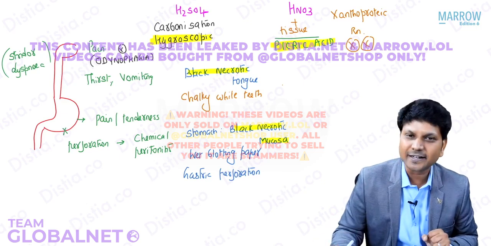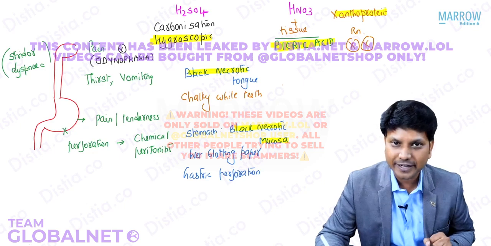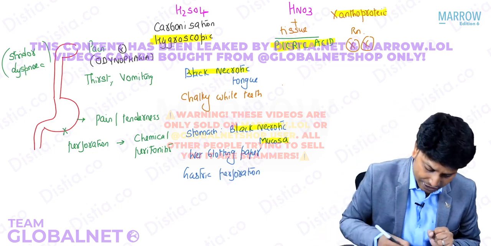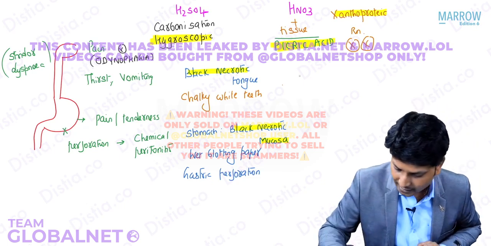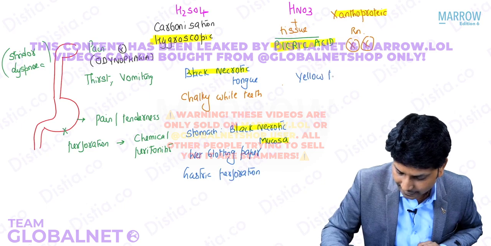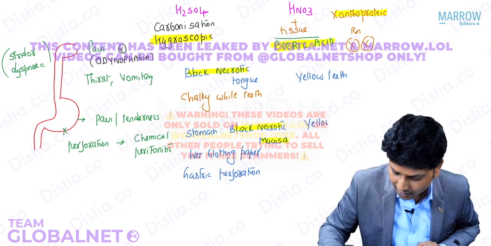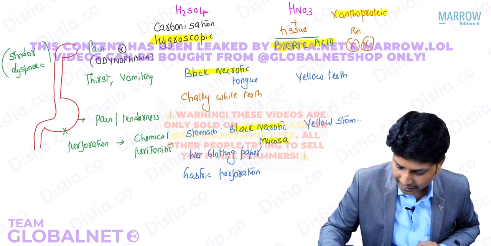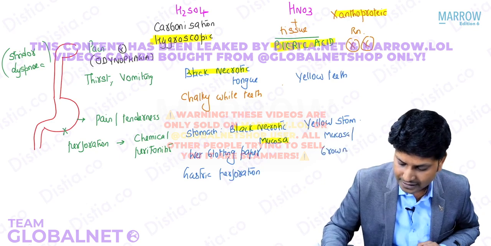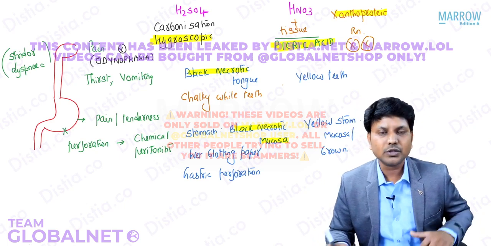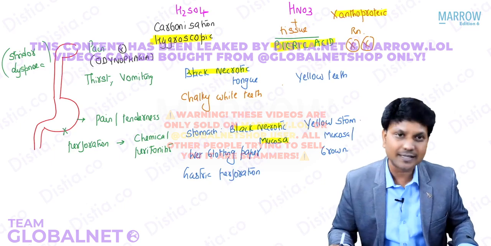Now coming to nitric acid. I told you the property, xanthoproteic reaction. But when you see the xanthoproteic reaction, I told you everything is yellowish. You can see yellowish teeth, yellow colored teeth, yellow skin staining. Not only that, you can also see yellow colored stomach mucosa. Sometimes it can also be brown, because of the digested blood. So you can remember yellow color for nitric acid. You just have to remember one reaction, that is xanthoproteic reaction.